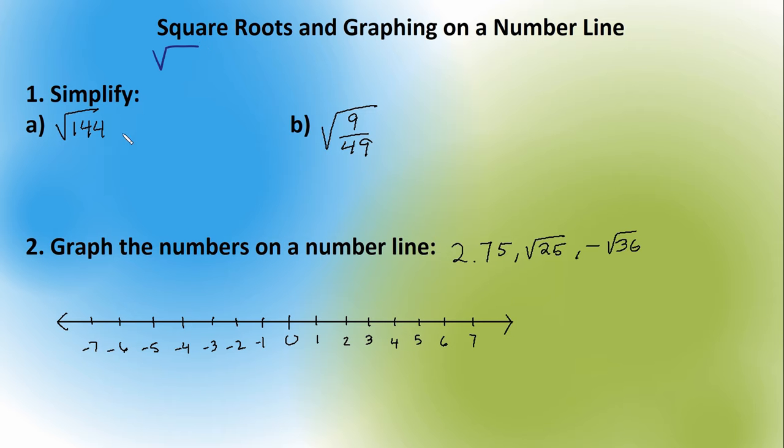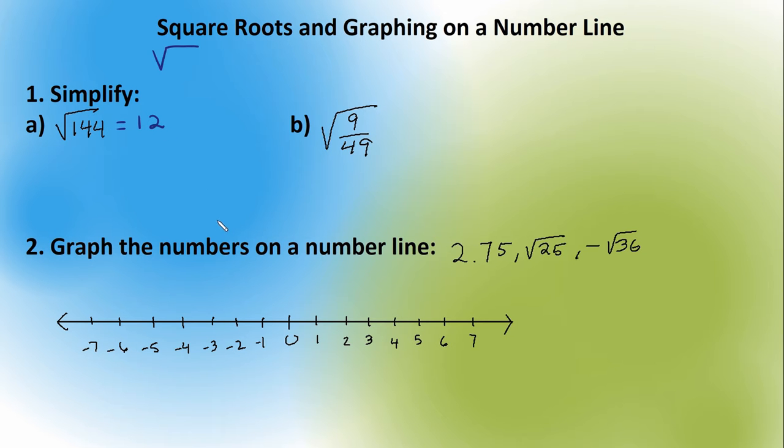Now the square root of 144 means that there are two perfect squares that give us 144. Now we know that to be 12 times 12. So because that is a perfect square, that means that the square root of 144 should end up being 12.